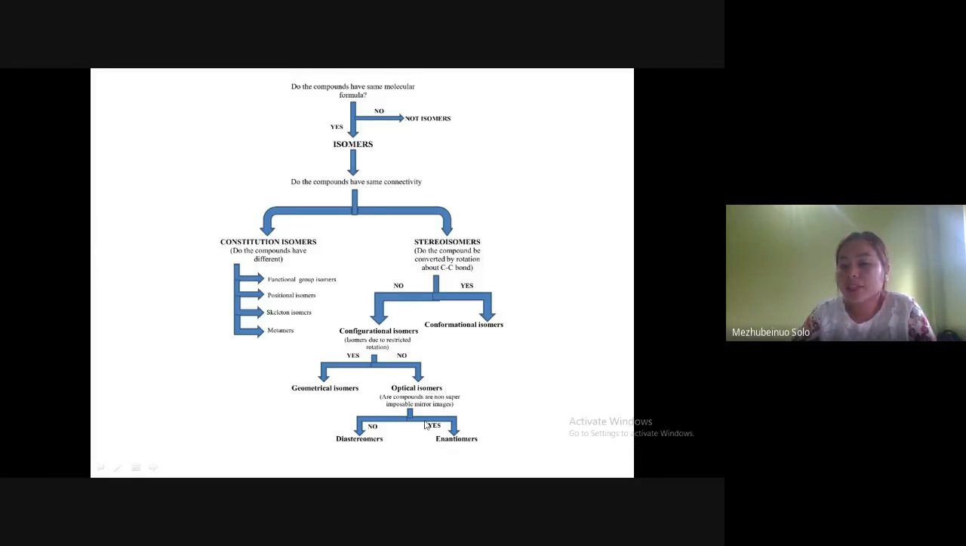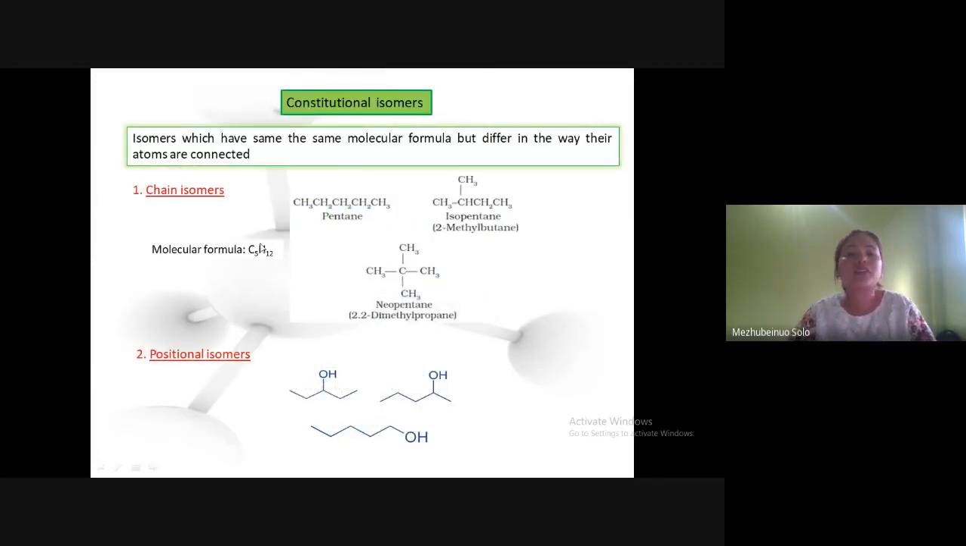And under optical isomers, again, we have enantiomers and diastereomers, and these two we will discuss in more detail in the upcoming slides. So see, constitutional isomers are isomers with the same molecular formula but different structure. We have 4 different classes under this. The first one is the chain isomer. This type of isomer will have different connectivity or a different number of carbons along the carbon chain.